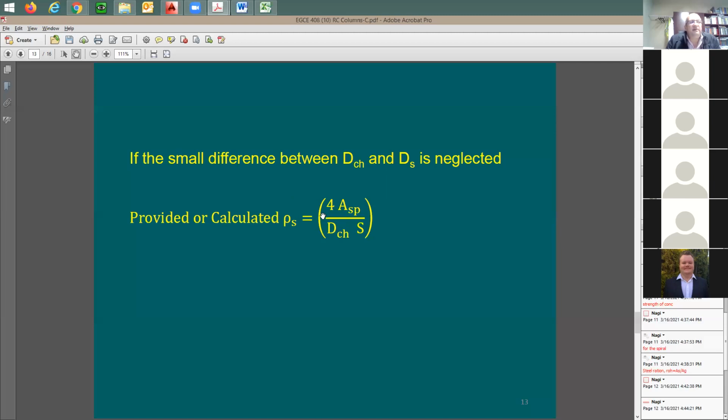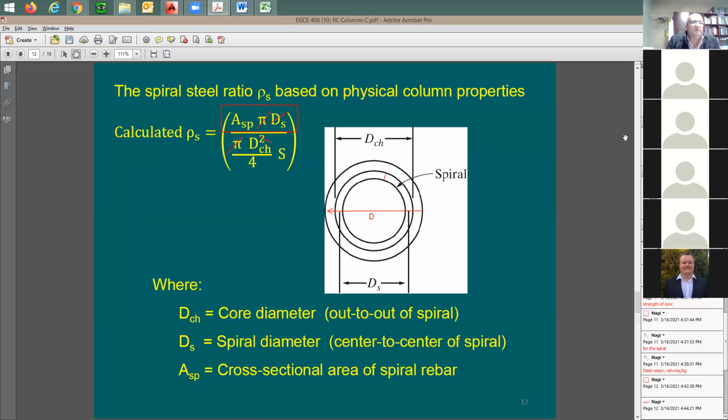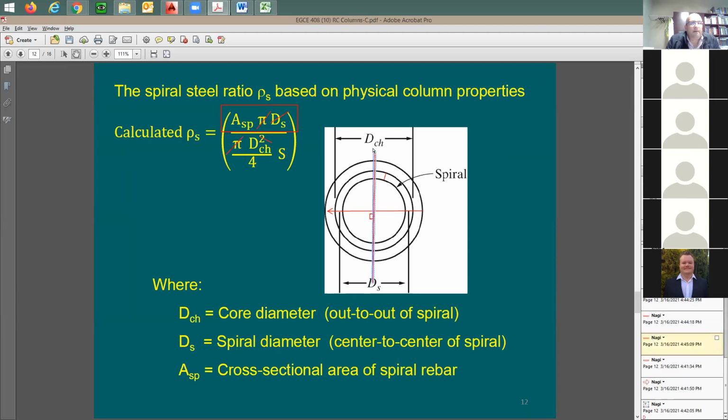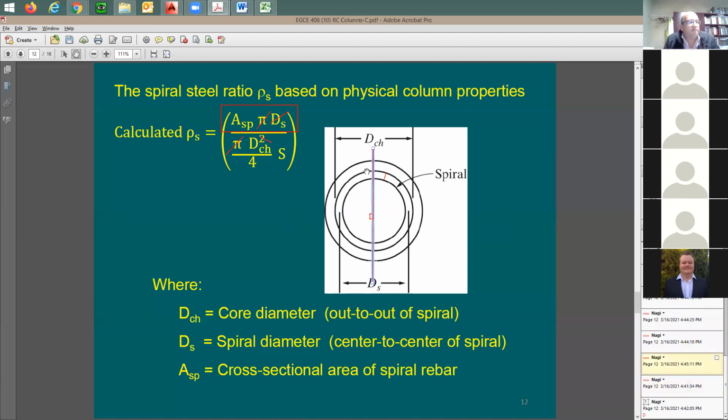Okay, let me look at this and try to understand it more. I'm going to go back to the previous slide and keep this in mind: 4 times the cross-section area for one spiral divided by S times Dch. What happens if I cut a section this way? A vertical section. Dch is going to be from here to there. So let me put the section this way. It's going to be from here to there, right? No, don't worry about D. I don't really need this D.